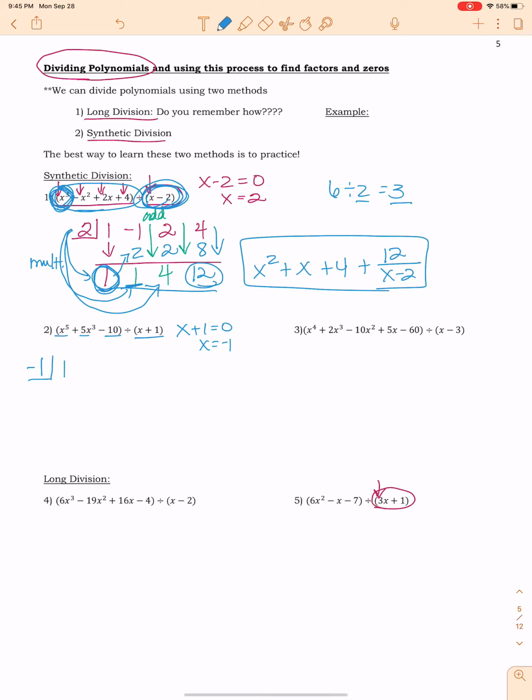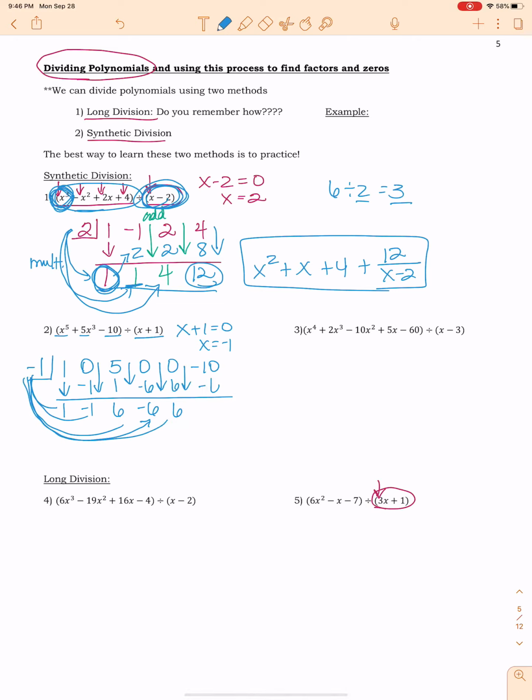So I've got 1x to the 5th, I've got 0x to the 4th, I've got 5x to the 3rd, 0x squared, 0x, and negative 10. And of course, I'm going to draw my line, drop down the 1, then multiply, add, multiply, add, multiply, add, multiply, add, multiply, add. Just like that.